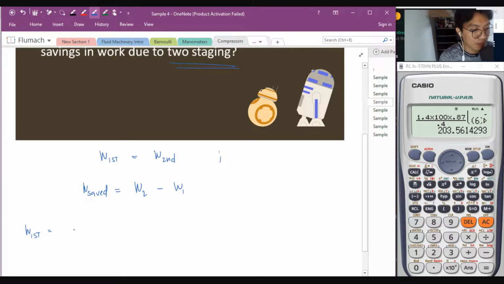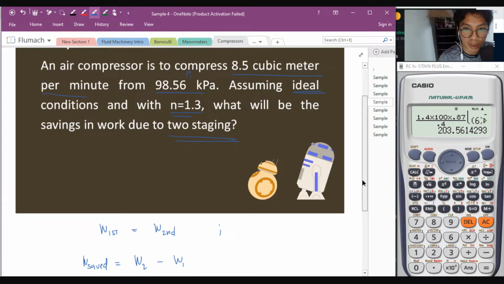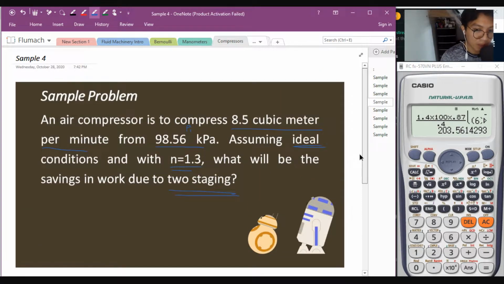That is equal to N P1 V1 divided by N minus 1 multiplied to P2 over P1 raised to N minus 1 over N, minus 1. Pinigay ba dito yung P2? Parang may kulang ka dito. P2 is 10 times. Okay, sabi dito.